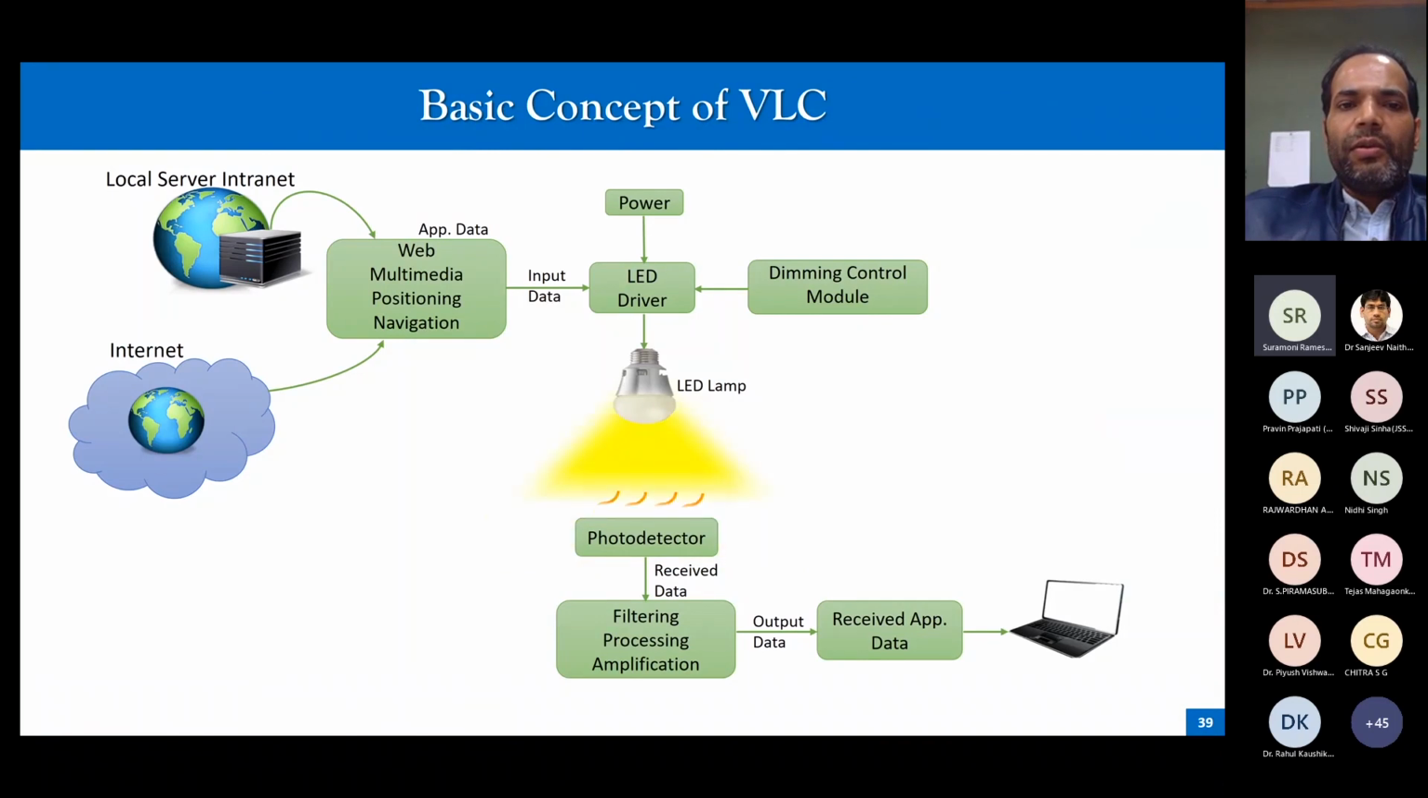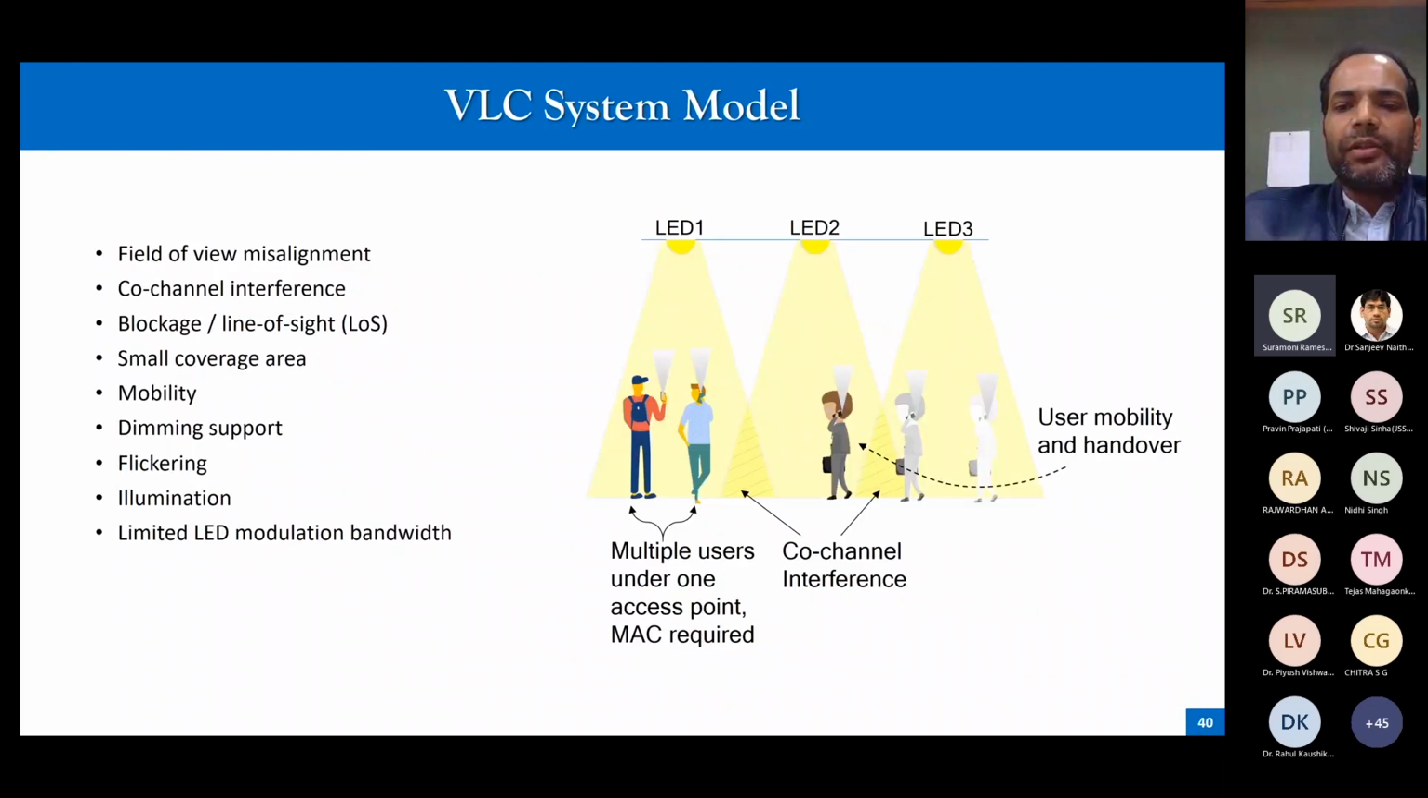So again, the picture of visible light networks. We have an LED lamp, we have a photodetector, and we have other components, like in any communication system. I will skip this slide because I'm running out of time.